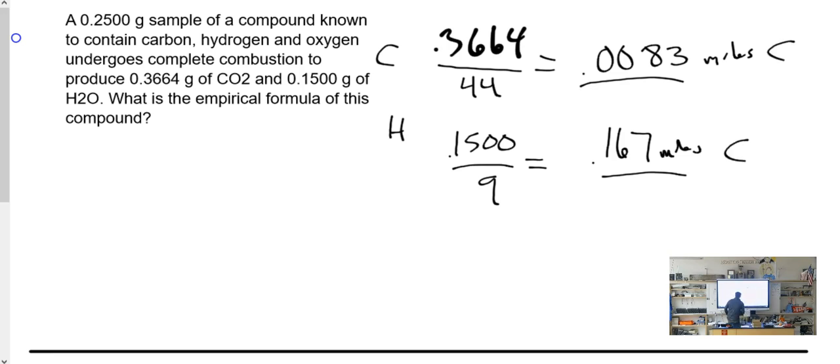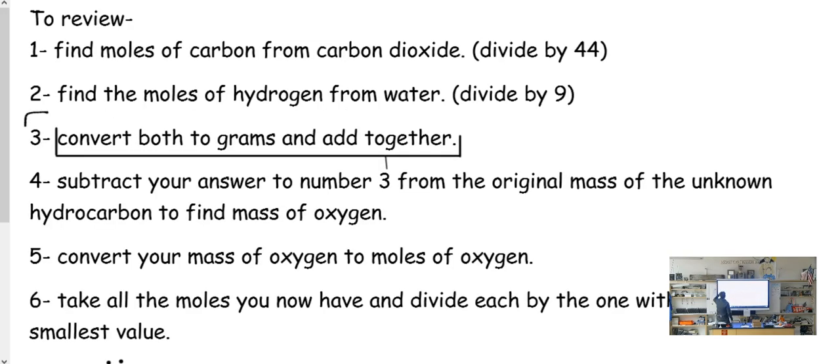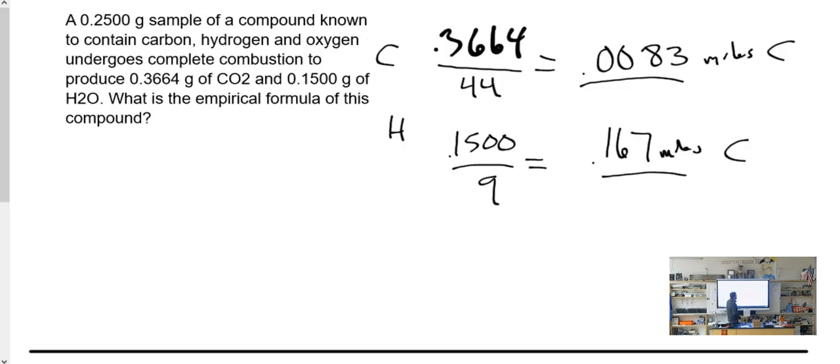All right, step 3 from the instructions, we said convert both to grams and add together. So this is going to be sort of annoying, but we're going to now take these back to grams. In order to get these back to grams, we really just do another short picket fence. So we take our moles, and I have moles of carbon, and for every 1 mole of carbon, I have 12 grams. So I just take this, multiply it by 12. I wrote C right here, but this is an H.